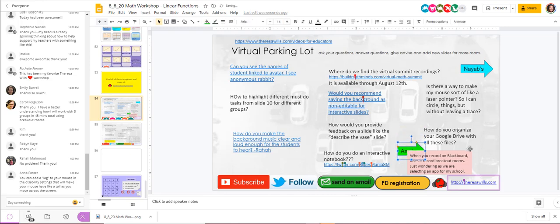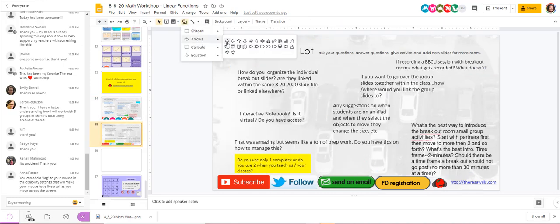When you record on Blackboard, does it record breakout rooms? Just wondering as we're selecting an app for my school. It does not record breakout rooms. However, one thing that I sometimes do is, as I'm moving into breakout rooms, I share my screen like I'm doing right now, and I click on that room slide. So I can see what's happening in that breakout room and I can listen to it, and it travels with me. It's much like me wearing a body cam in a face-to-face class. It would record whatever group I am leaning into and talking with, and then when I change groups, it records the new group.